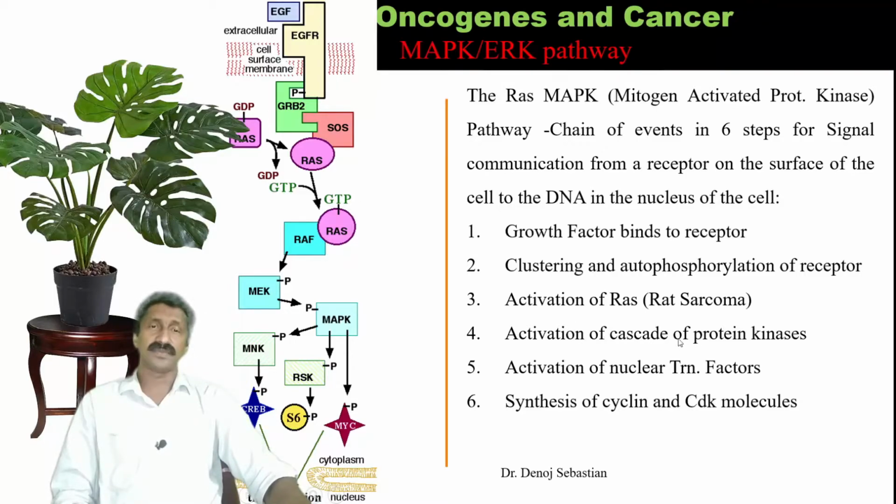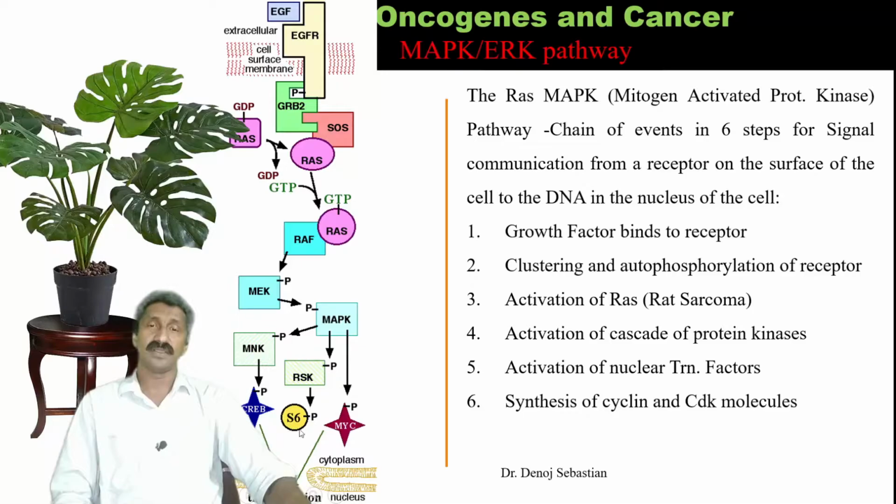Now, activation of the cascade of protein kinases will be effected by the effector molecules activated by the GTP-bound active RAS, and that includes MAPK, mitogen-activated protein kinase, and a different set of kinases: RSK, MNK, MEK. These are different kinases which will be activated in the cascade of events. Now, activation of the nuclear transcription factors finally.